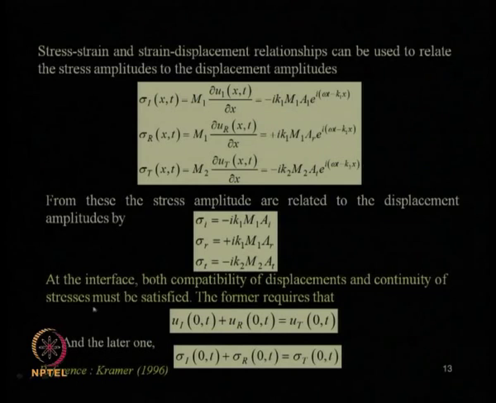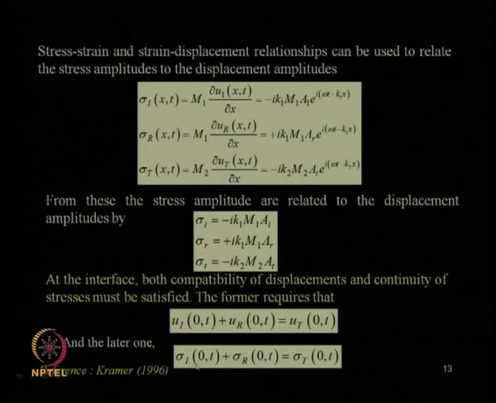Also, we had seen in the previous lecture that at the interface of two materials, the boundary conditions have to be satisfied, that is the displacement compatibility and equilibrium of stress. So, these two conditions have to be maintained. Hence, the incident wave displacement at x equals to 0 plus the reflected wave displacement at x equals to 0 should be equal to the transmitted wave displacement at x equals to 0. That is from the displacement compatibility.